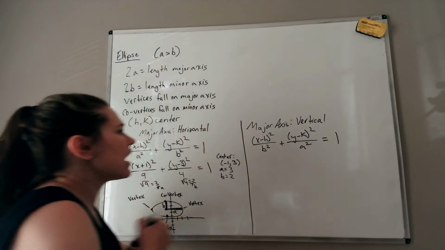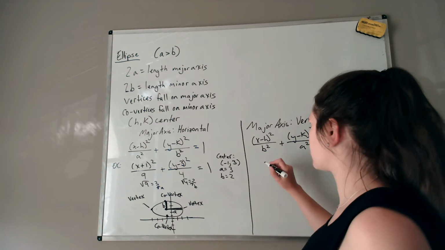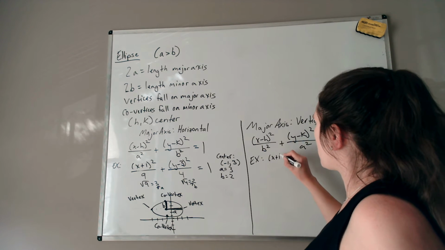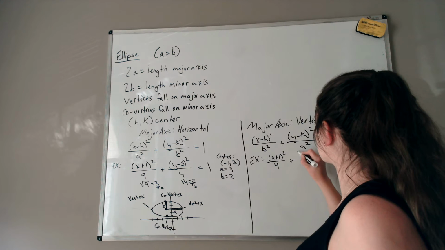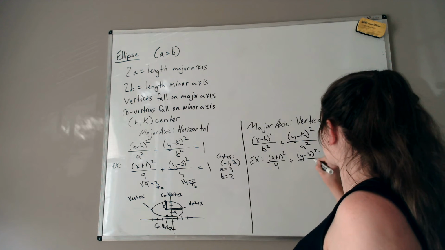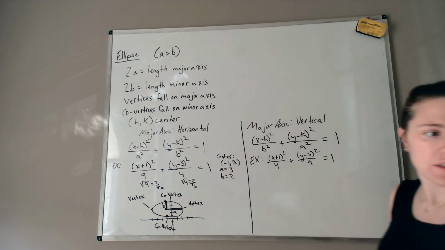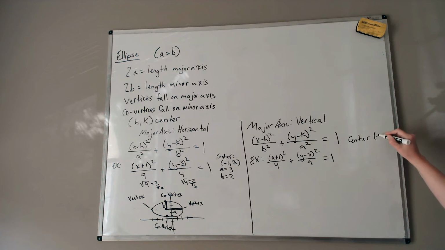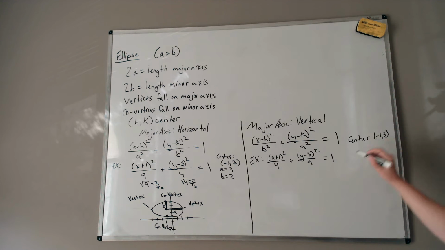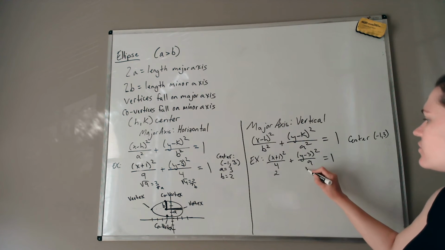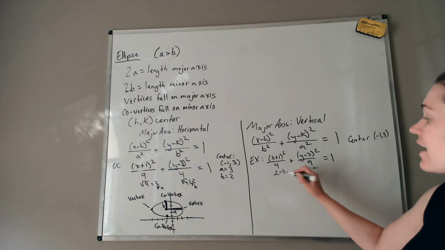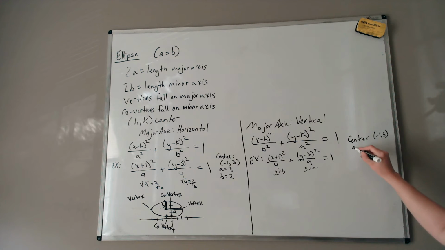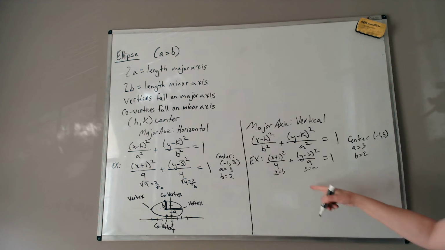So now we'll do another example. If it's (x plus 1) squared over 4 plus (y minus 3) squared over 9 equals 1, this has the exact same center. The center is (negative 1, 3). But notice, this time this is 2, this is 3. So A is not under x, A is under y. That means it's going to be larger vertically. So A is 3 and B is 2, except A is under y this time.